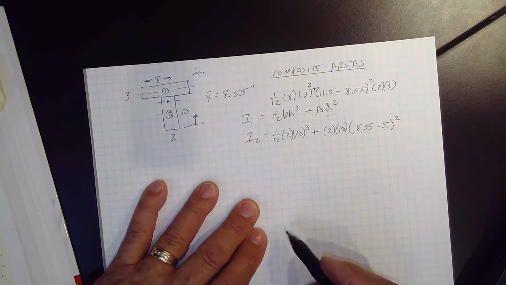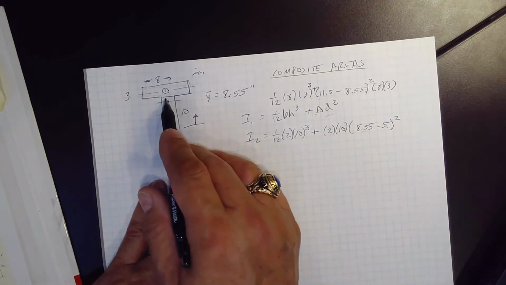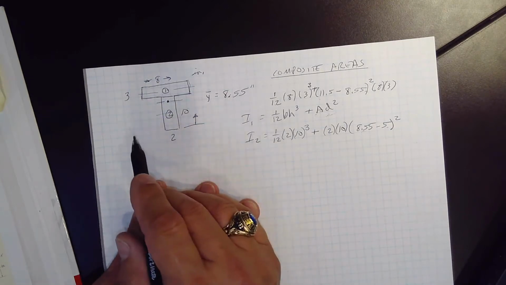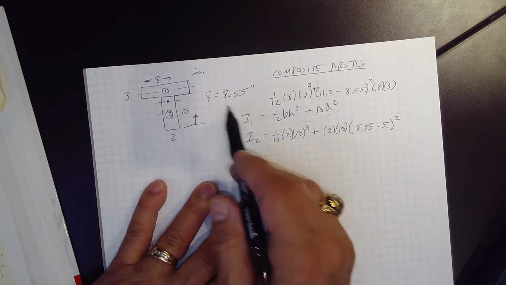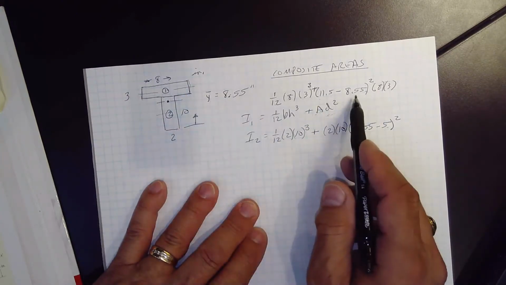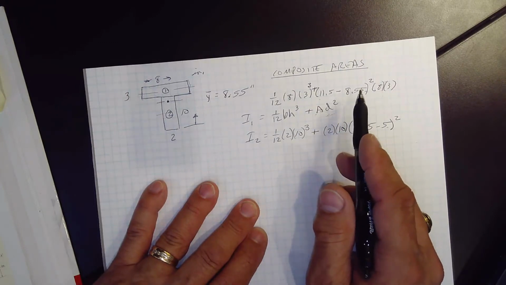Let's see, did I do that right? This is 8.55 minus 5. Yep. And does this other one come out right? We said this was measured up here to 11.5 minus 8.55. Okay.